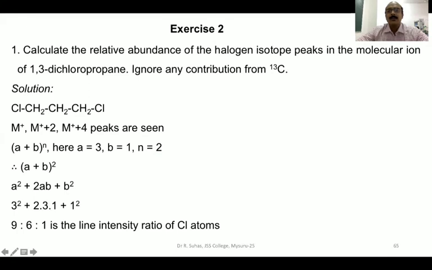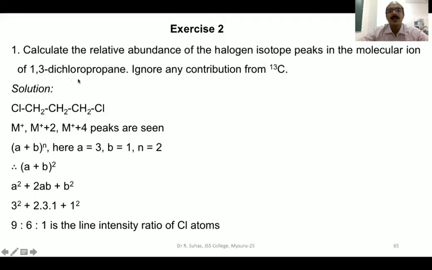Coming to exercise based on this chloro and bromo. Question number 1. Calculate the relative abundance of the halogen isotope peaks in the molecular ion of 1,3-dichloropropane. Ignore any contribution from C13. You have to read the question carefully.